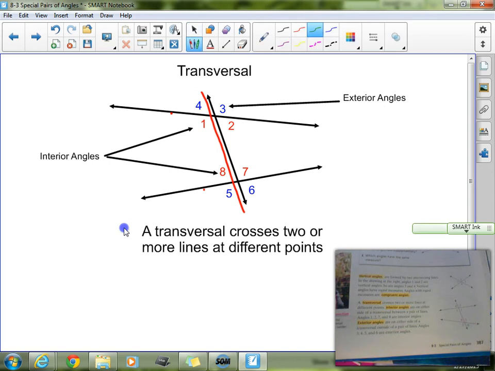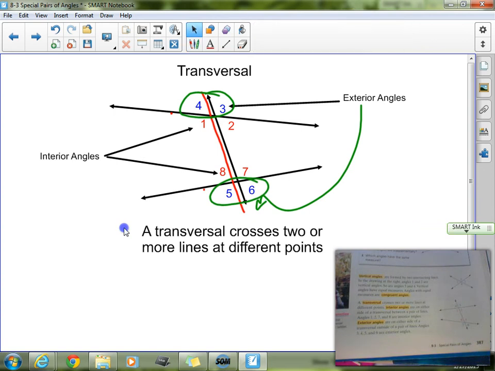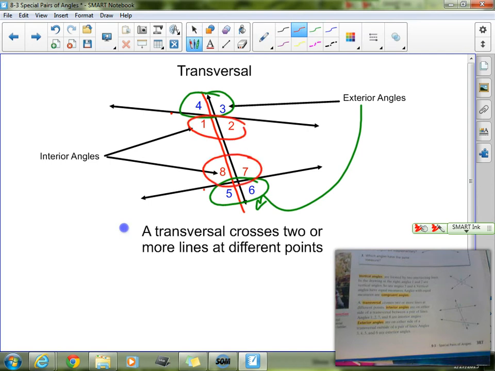And so you see 4 and 3 are going to be exterior angles, and you can also say those ones right there, 5 and 6, are also going to be exterior angles. Interior angles are simply going to be inside the line. So we see 1 and 2, and then 8 and 7 are going to be inside the line, so we call those interior angles.